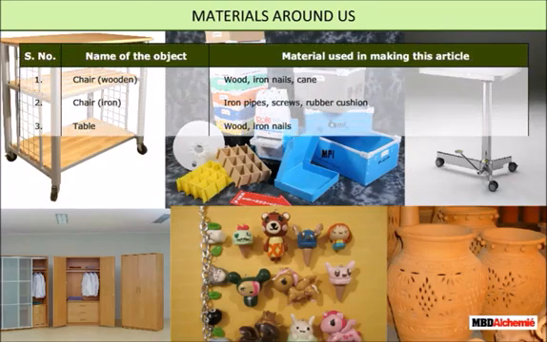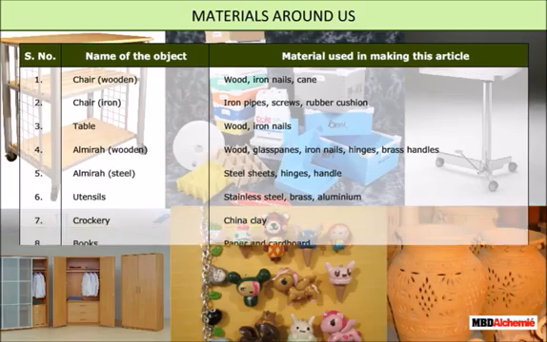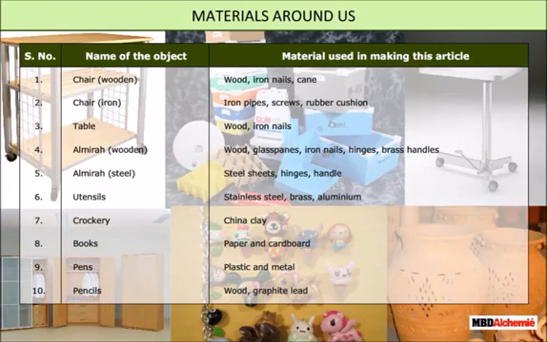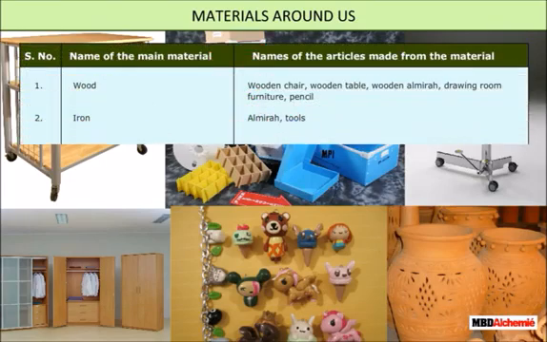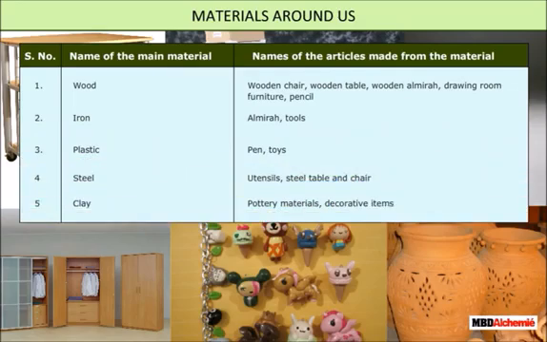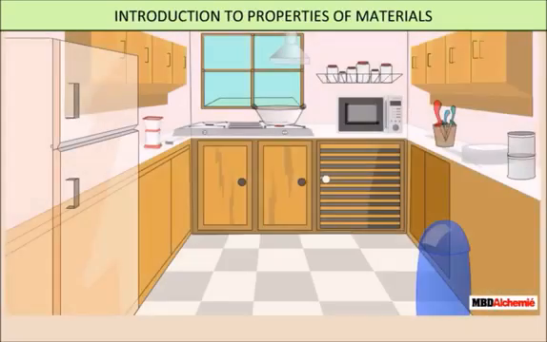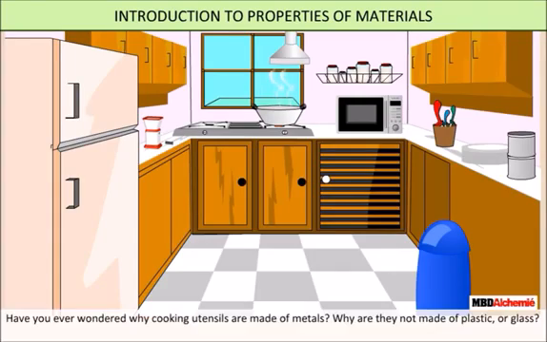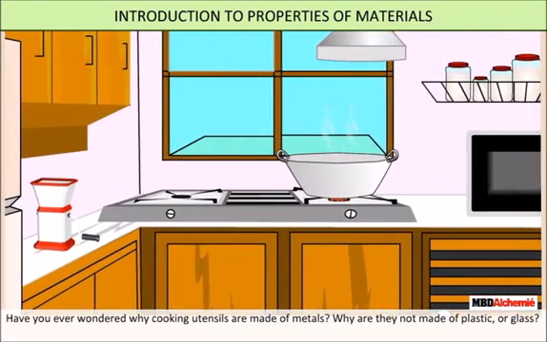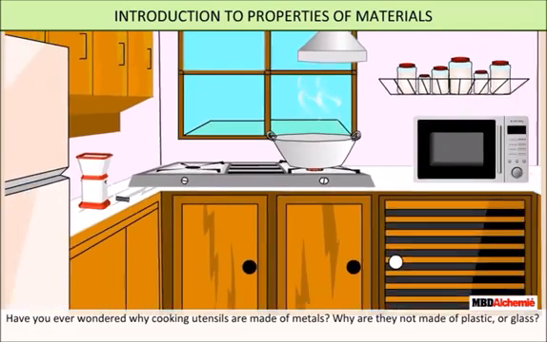Materials around us. Some of the common articles that we observe in our daily lives and the corresponding materials they are made of are listed in the table. Properties of materials. Have you ever wondered why cooking utensils are made of metals? Why are they not made of plastic or glass?